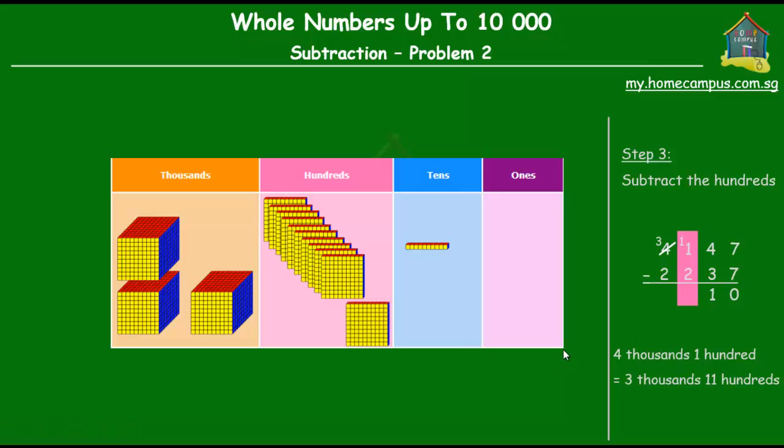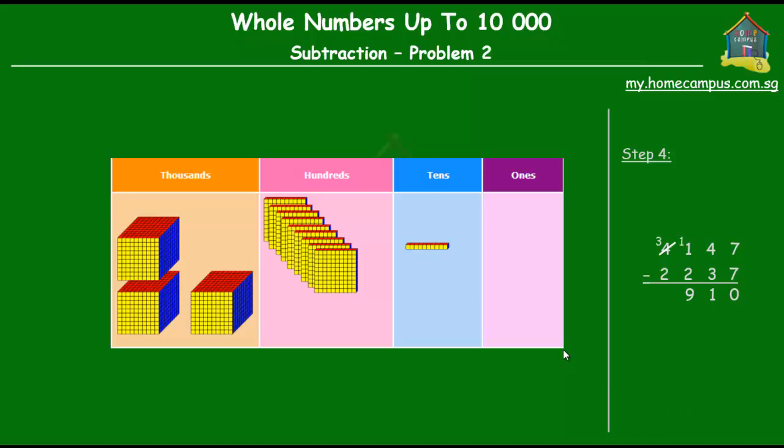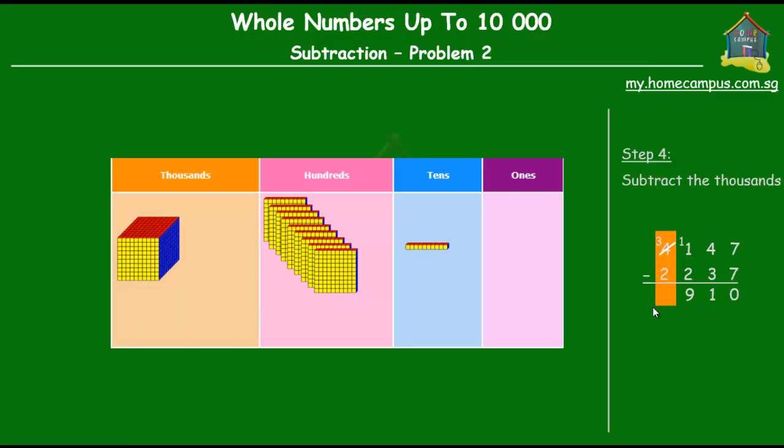We can subtract 2 hundreds from 11 hundreds, and what do we have left? Well, we have 9 hundreds left. So that's done. Now next we subtract the thousands. What do we have in the thousands? Well, we have 3 thousands, 1, 2 and 3, and we need to subtract 2 thousands from there. So that's fairly straightforward. 3 thousands minus 2 thousands gives us 1,000.